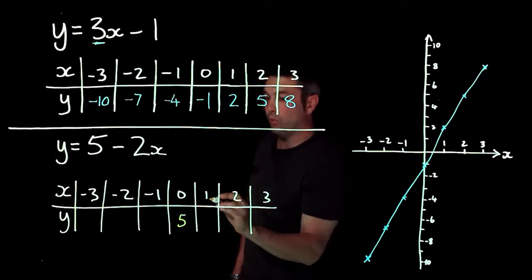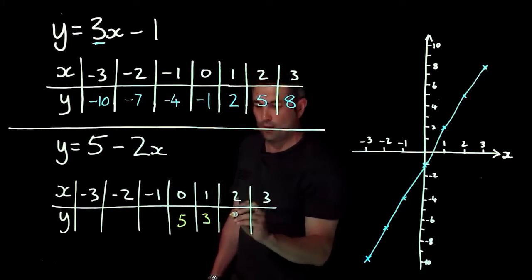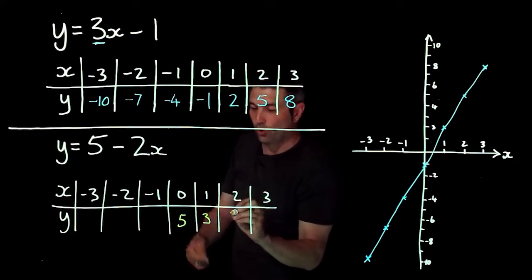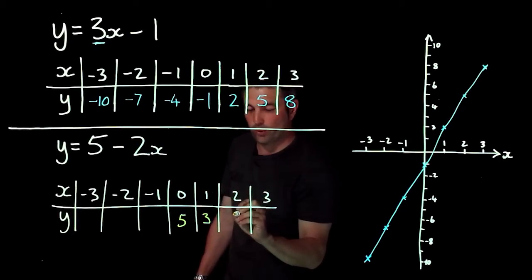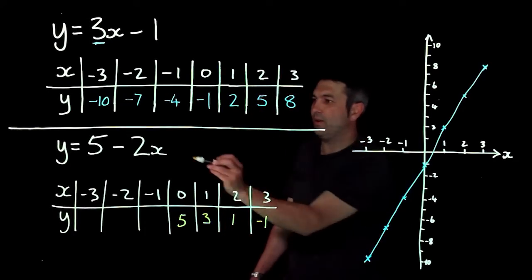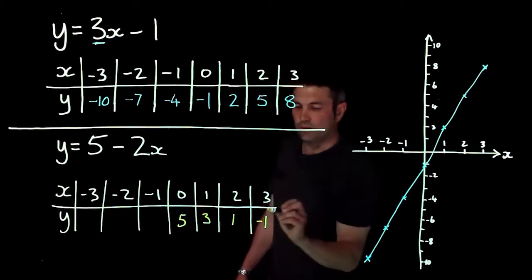5 take away 2 lots of 1, so 2 lots of 1 is 2, taken away from 5 is 3. 5 take away 2 lots of 2. So 2 lots of 2 is 4. 5 take away 4 is 1. And then are we going to get minus 1 there? Well, let's have a look. 2 lots of 3 is 6. 5 take away 6, negative 1.